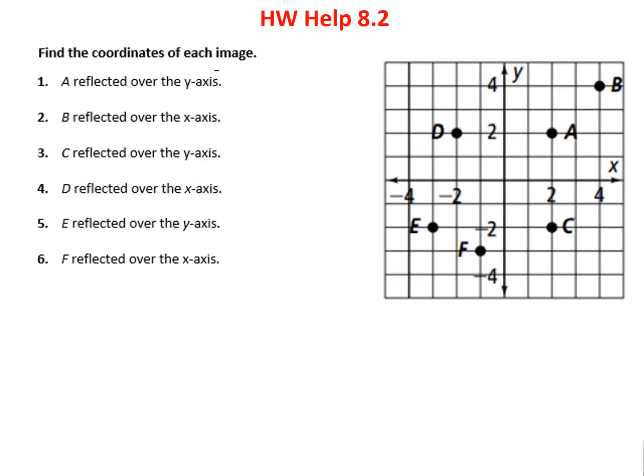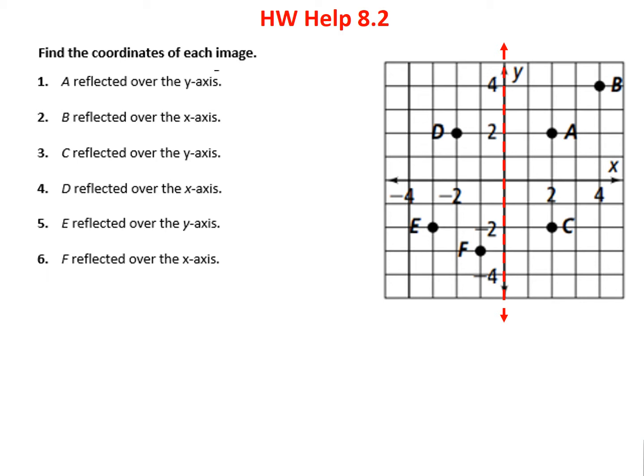So let's get started. The first six problems give us points on a graph and ask us to reflect them either over the x-axis or the y-axis. First it says to find point A and reflect over the y-axis. So the first thing I want to do is draw the y-axis. And there's A, you see right there.